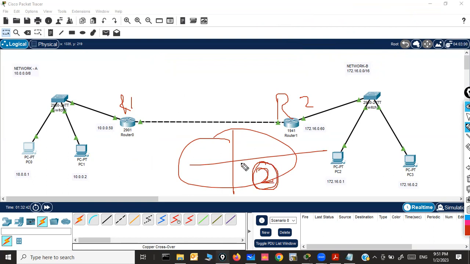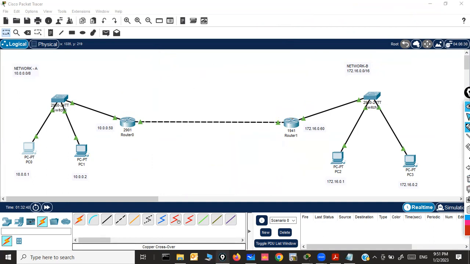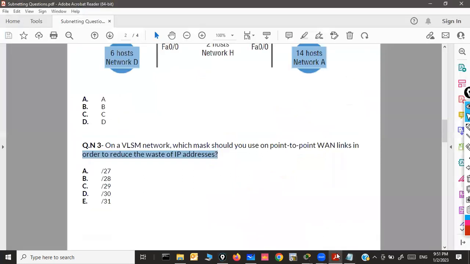But will that be possible? And if possible, what would be the subnet mask? What value should I assign here? That's what the question is. So let me read it again. Which mask should you use on point-to-point WAN links in order to reduce the waste of IP addresses? So again, I'm taking a pause of 2 minutes. Perform your computation and try to answer this question. What mask should I use?